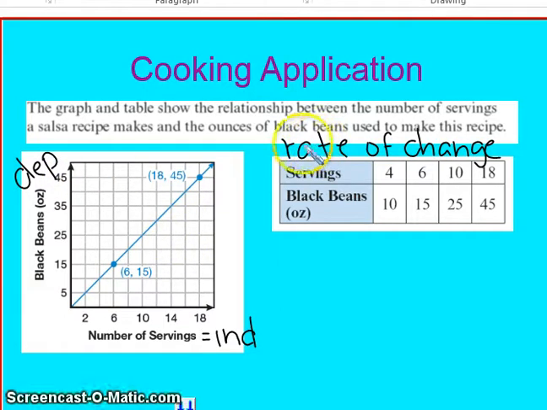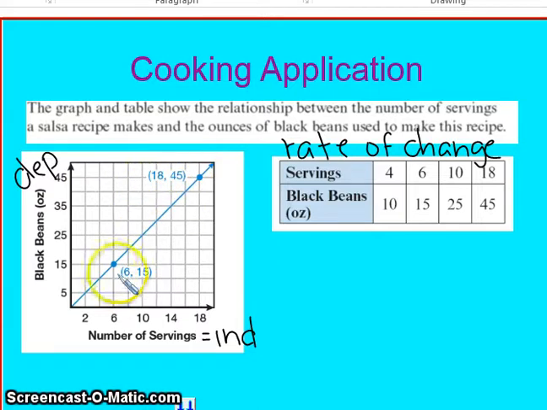Because it's hard to find rate of change if you don't know which is your independent variable and which is your dependent variable. Now they're saying that you decide how many servings you want and then you use the appropriate number of black beans. So to find the rate of change, we need the difference in the dependent variable divided by the difference in the independent variable. And we have 2 points marked here. We know that for 6 servings, we will need 15 ounces of black beans. And we also know that for 18 servings, we will need 45 ounces of black beans.